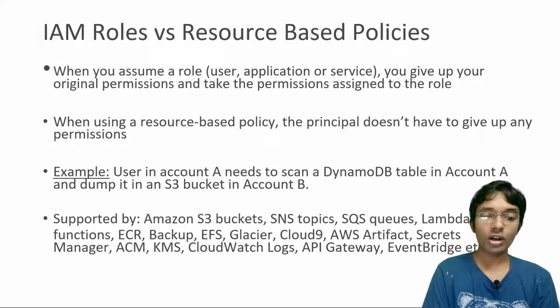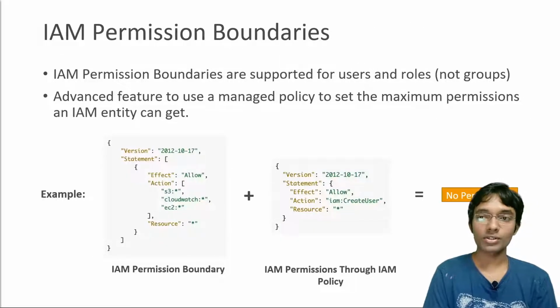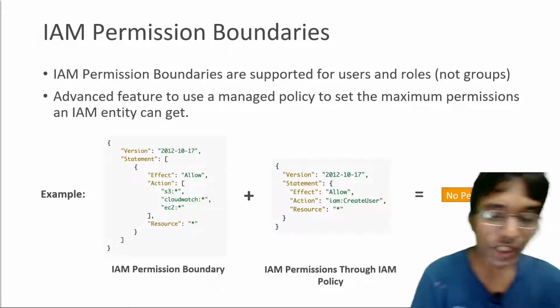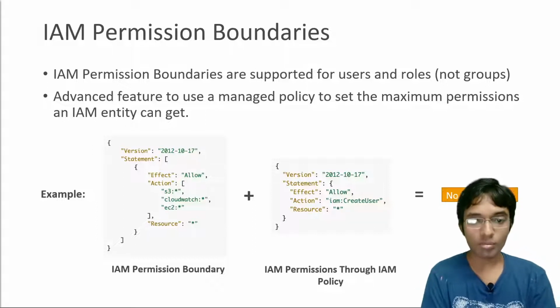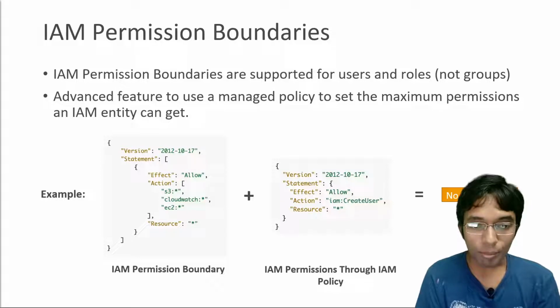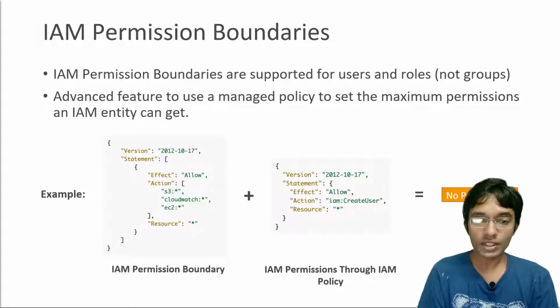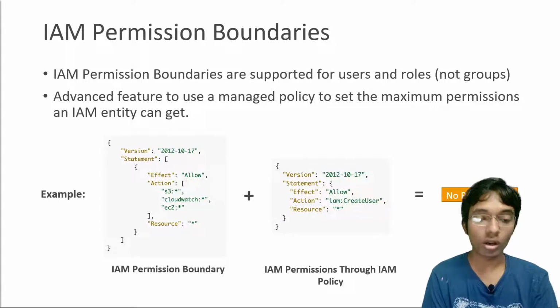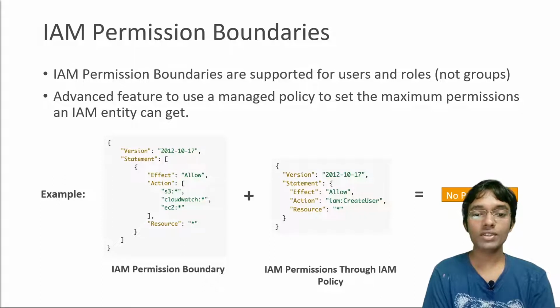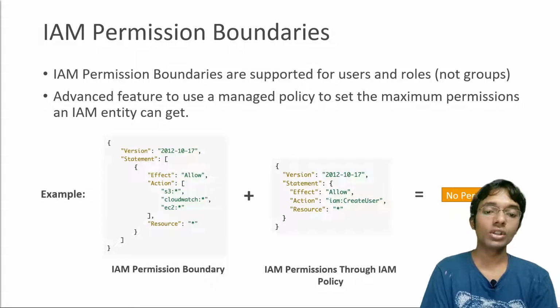Now let's talk about IAM permission boundaries. Permission boundaries are supported for users and roles, but not groups. This is an advanced feature that allows you to set the maximum permissions an IAM entity can get. An example will be way easier.